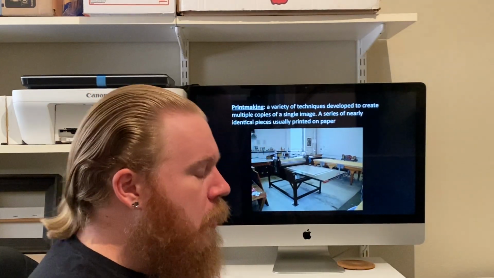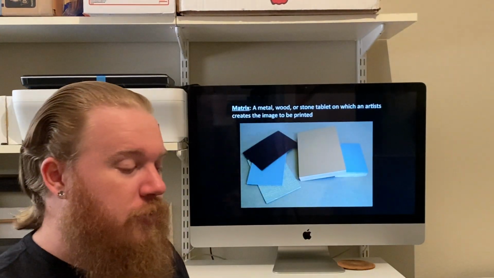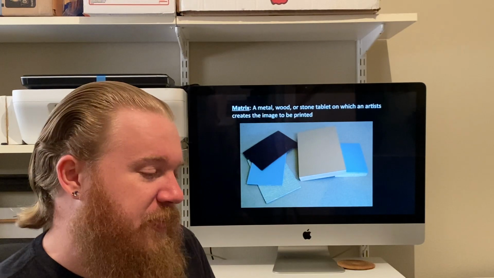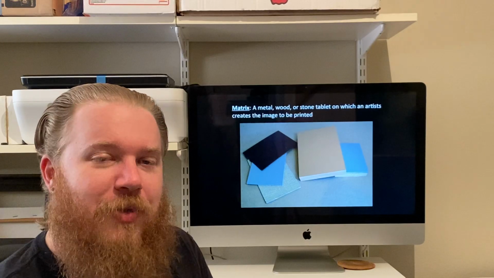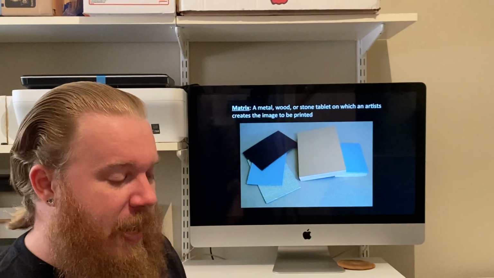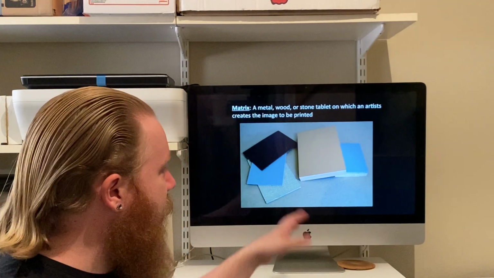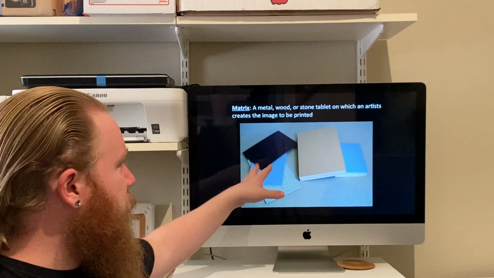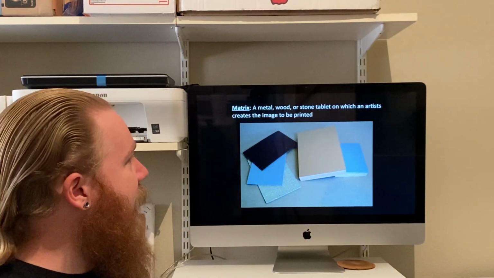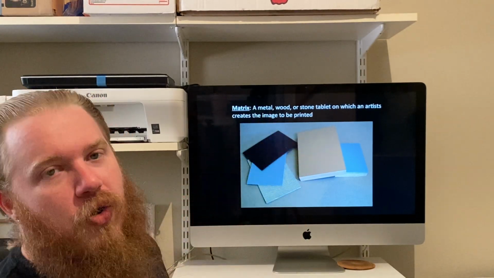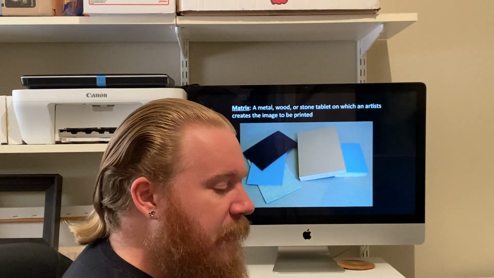So when we are talking about printmaking, though, we have to first refer to what's known as the matrix. And this is a metal, wood, or stone tablet on which an artist creates an image to be printed. So whatever we actually make the image on is referred to as the matrix. Now, we also have more modern substances such as linoleum, which we see here, which can be used. But in the past, metal, wood, and stone are the major sources for matrix material.